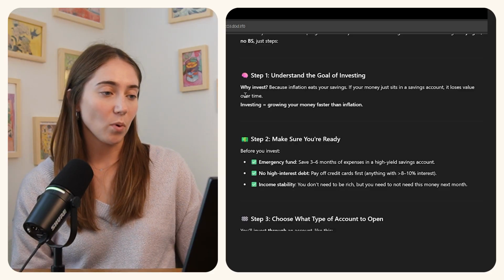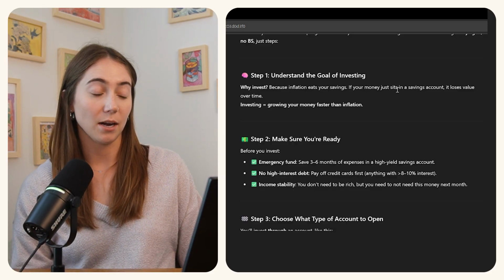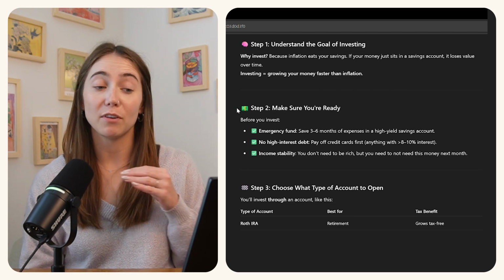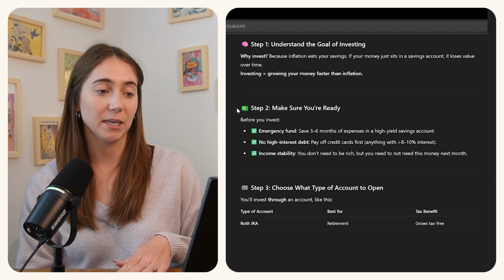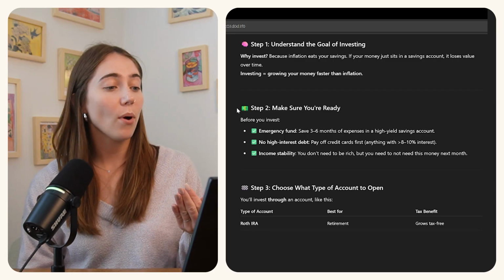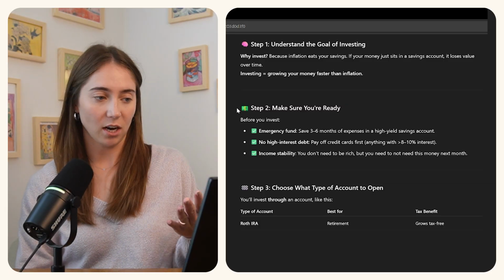So, it's telling me step number one is to understand why I'm investing and making sure that I'm not just keeping money in a savings account. Step two, it wants to make sure that I'm ready. So it's saying before I even start investing, I need to make sure that I'm saving 3 to 6 months of expenses in a high yield savings account. I have no high interest debt and I have some income stability. So let's assume I do check all of those boxes.